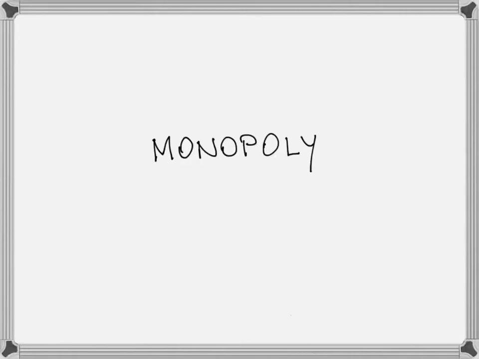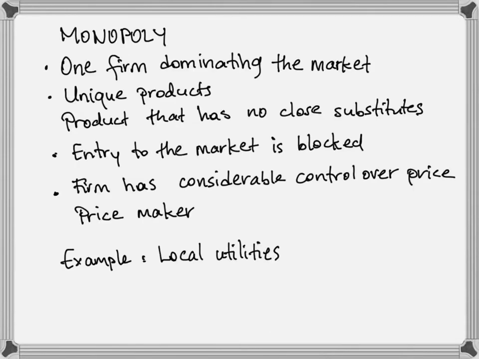In this video, we will explain the monopolistic market structure. In a monopolistic market, there is one firm dominating the market, and that one firm sells a very unique product, a product that has no close substitutes. For example, electricity. Since there's one firm dominating the market, entry must be very difficult. The entry to the market is actually blocked with high barriers.